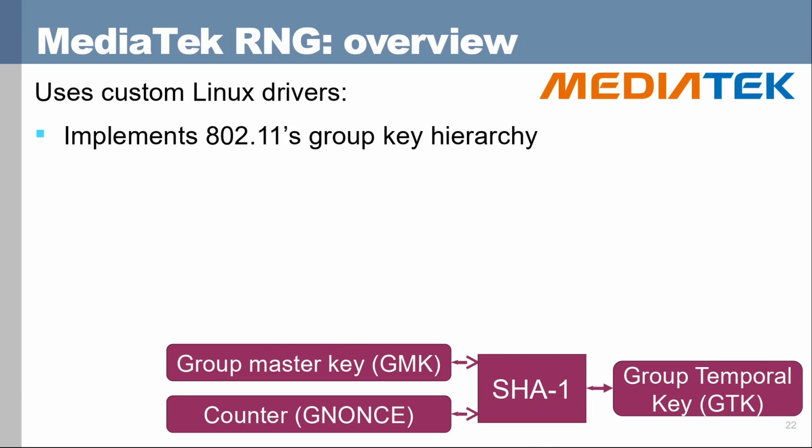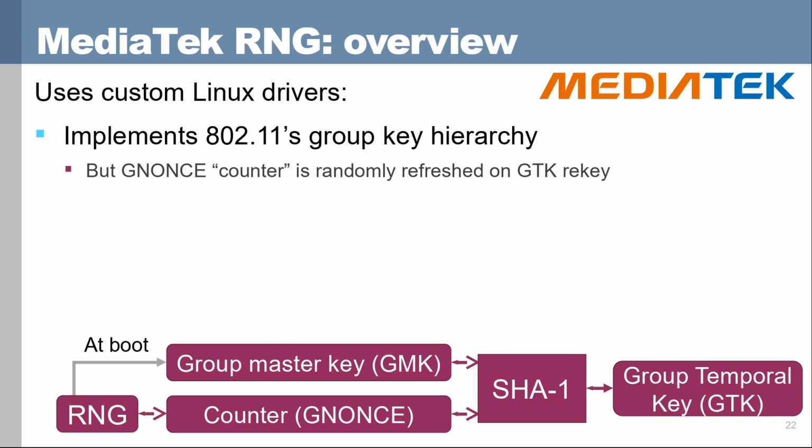They do improve this slightly, actually. They do one thing that is good, namely, when they want to generate a new group key, instead of simply increasing the counter by 1, they actually constantly generate a completely new random value for the counter. And that's actually a very good decision, because then you are introducing new entropy every time you generate a group key. However, this group master key is only sampled at boot time.